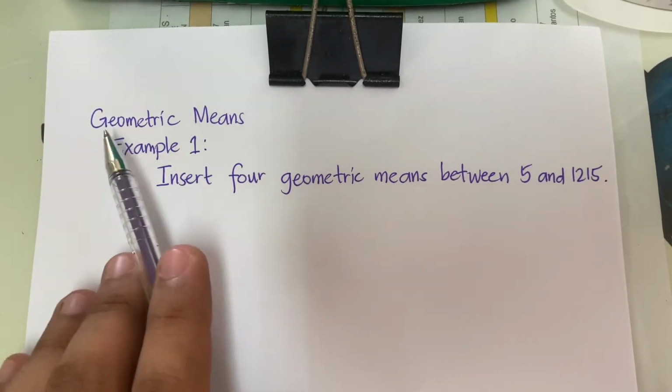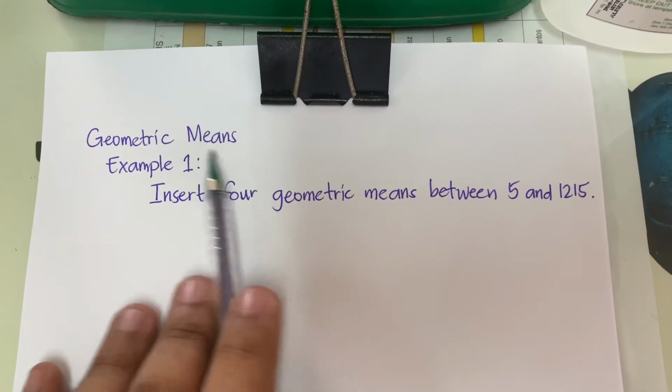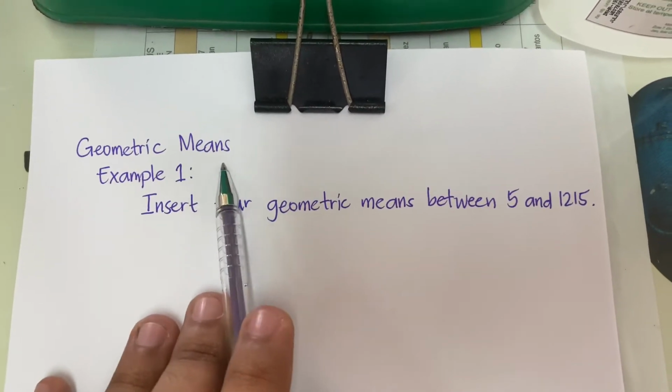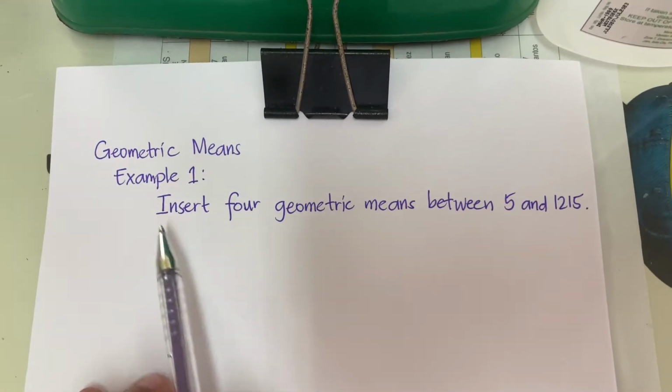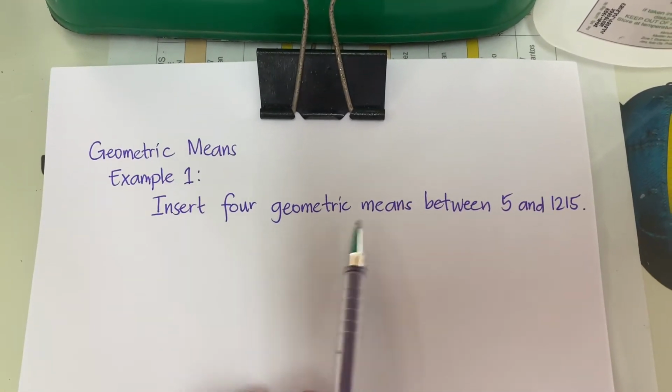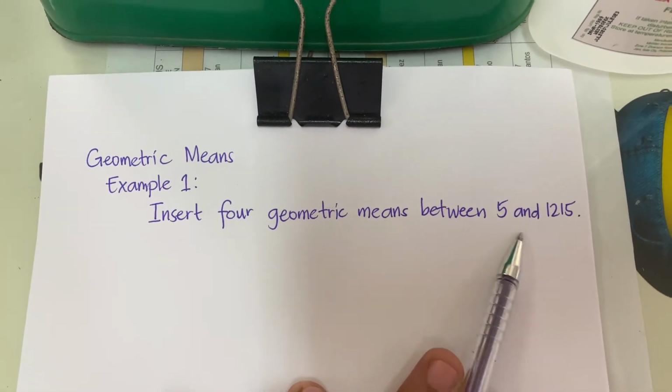Okay, let's try to solve geometric means. Again, when you say means, it definitely measures the center or the average. Example number one: insert four geometric means between 5 and 1,215.